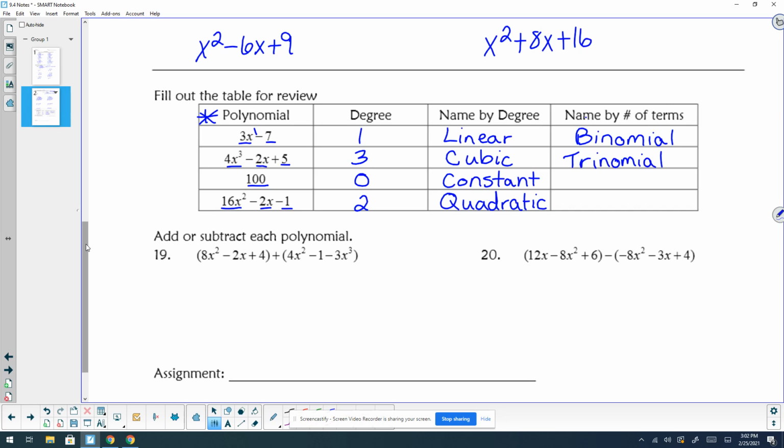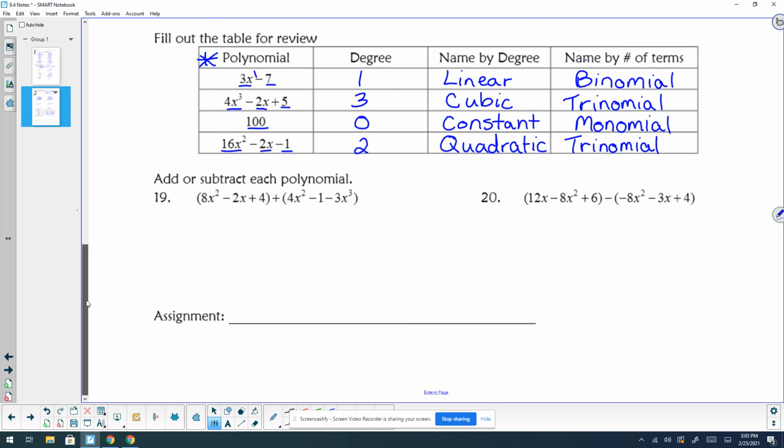The next one is 1, monomial. And then again 3, so it is a trinomial. Remember that all polynomials have 2 names. They have a name by their degree and a name by the number of terms. Their first name is their name by degree. Their last name is their name by the number of terms.